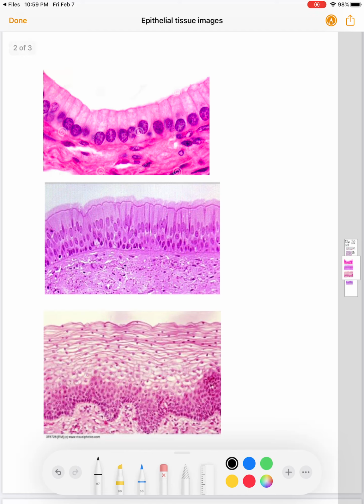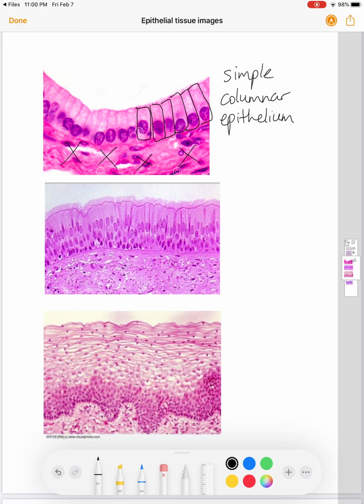Moving down to this next type. This one here is called simple columnar epithelium. So this one's made of column-shaped cells. So you can see the cells kind of lined side by side here. I'm going to kind of outline a few of them for you. You can see those nice dark purple nuclei inside of the cells. You got all your connective tissue down here in pink.